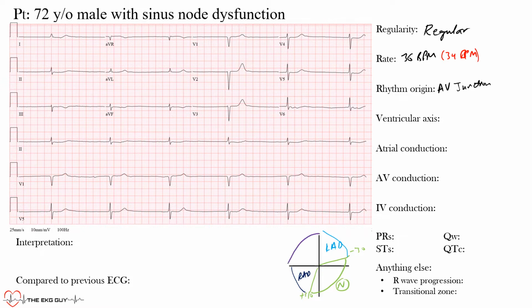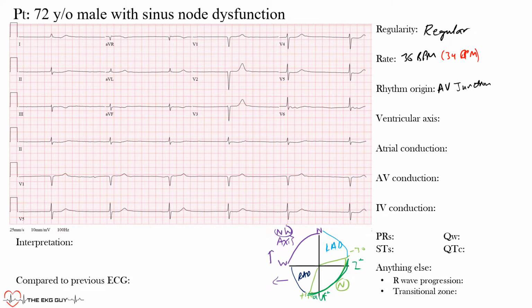In this region here we would call a northwest axis, because this is north and this is west, so that's where you get that northwest. Or a superior rightward, because this is rightward and up, so superior rightward axis. Or no man's land. So a number of different things that you can call this. So again, we said normal is in this region here. Remember that lead 1 sits here, lead AVF sits here. That's the positive ends of those leads.